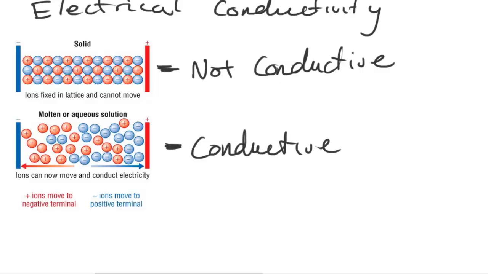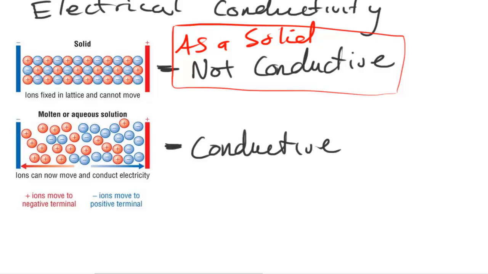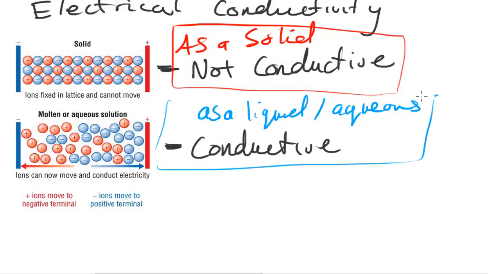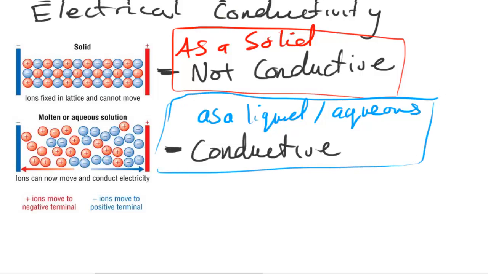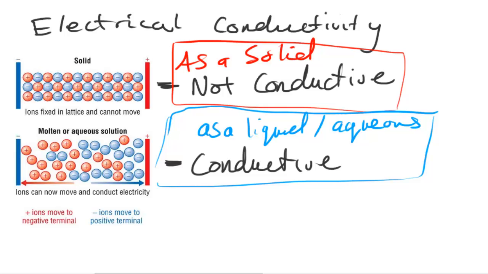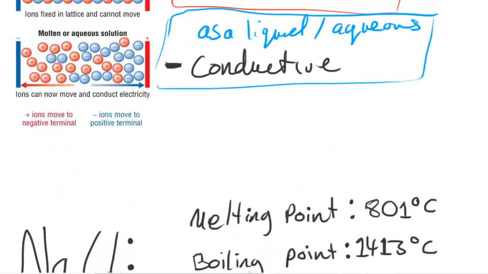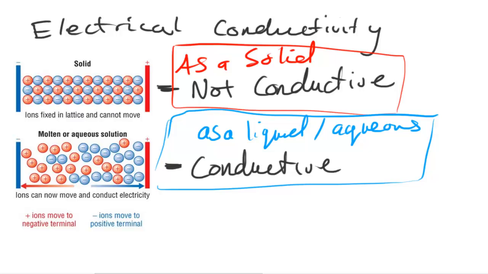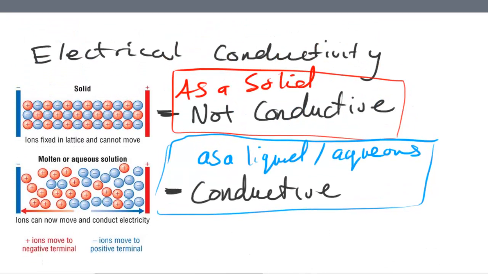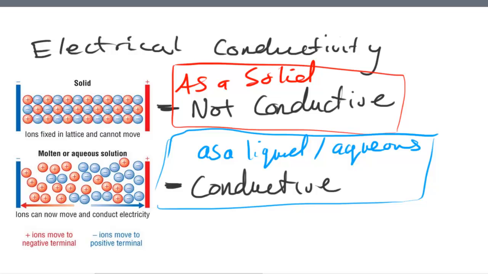So as a solid, they're not conductive, whereas as a liquid or aqueous, they are conductive. And that's how electrical conductivity works: because ionic bonds are really strong, in the solid state electricity does not flow.